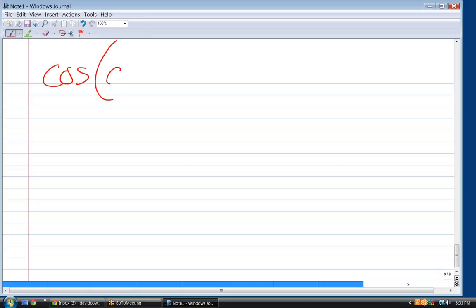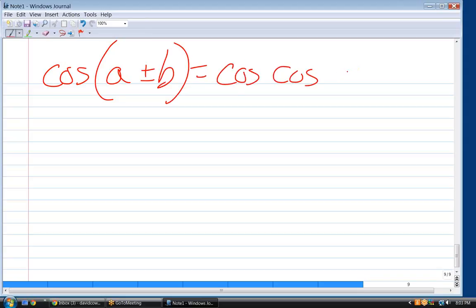This is easy, because you can't do this any other way as long as you remember it's cosine, cosine, opposite, sine, sine. The only letters that work are A, B, minus, plus, A, and B. So this one's relatively easy.